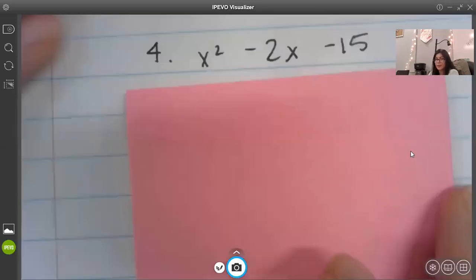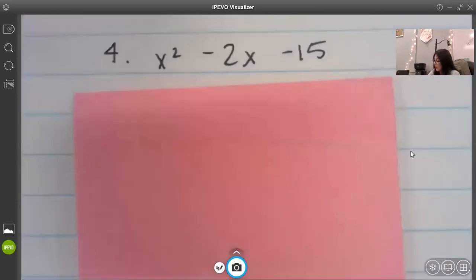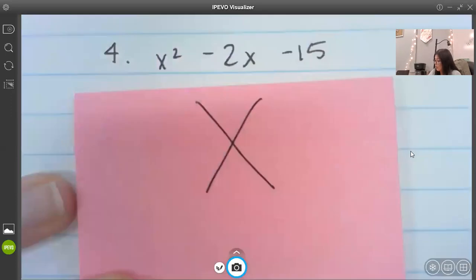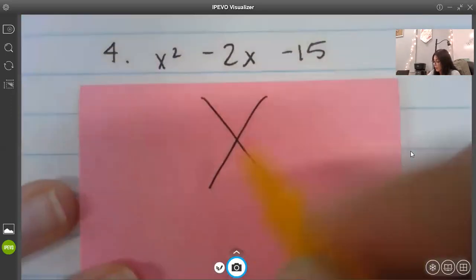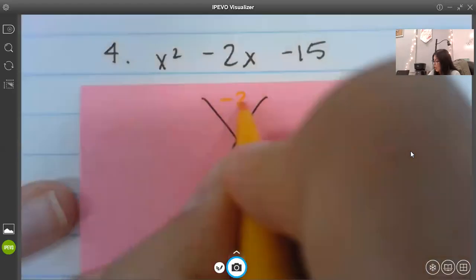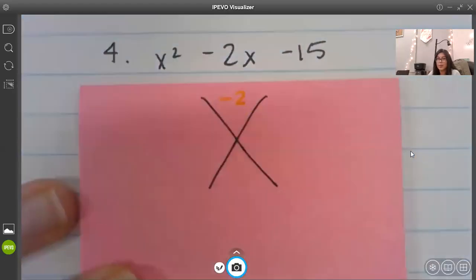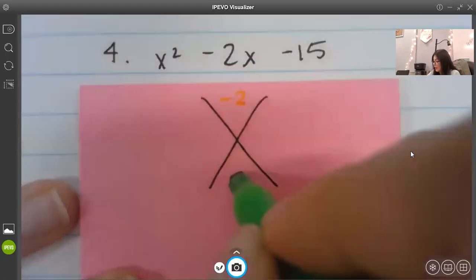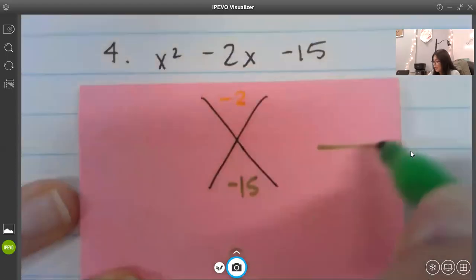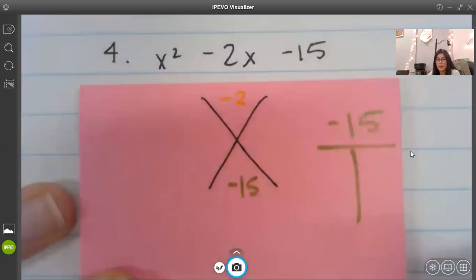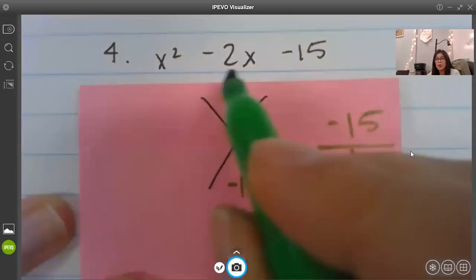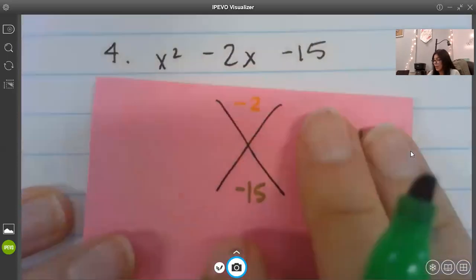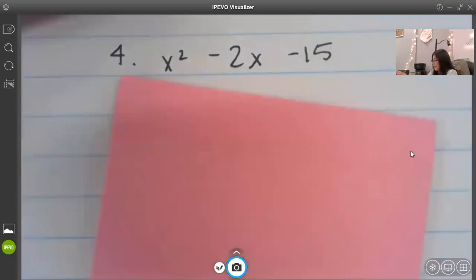Number 4, draw your big X. What goes at the top of the X? The one with the x, which is -2. What goes at the bottom? The one without x, -15. So you're going to make a list of factors for -15. Pause the video. Now you're going to add them. And the one that gives you -2 is your correct answer. All right, let's try another one.